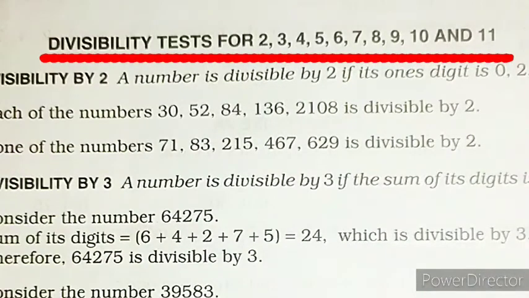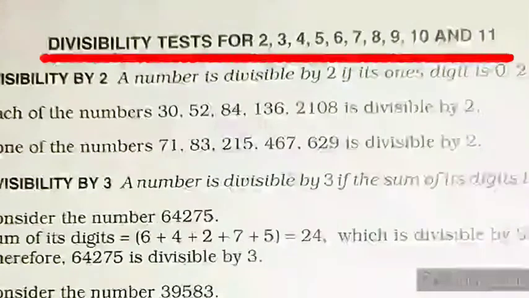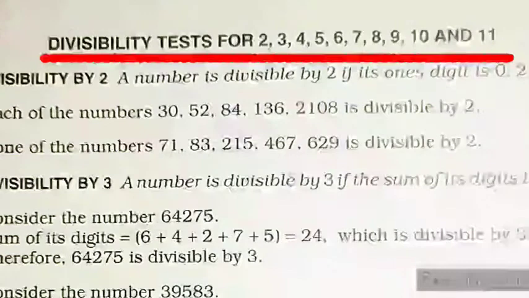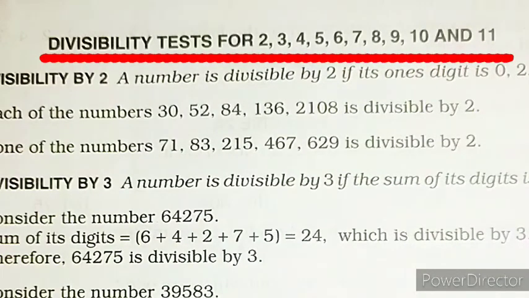Let us take a big number like 23579, and you have been asked whether it is divisible by 2, or by 3, or by 4, or 5, or 6, like that up to 11. Then what will you do? You have to divide that number by the given divisor.